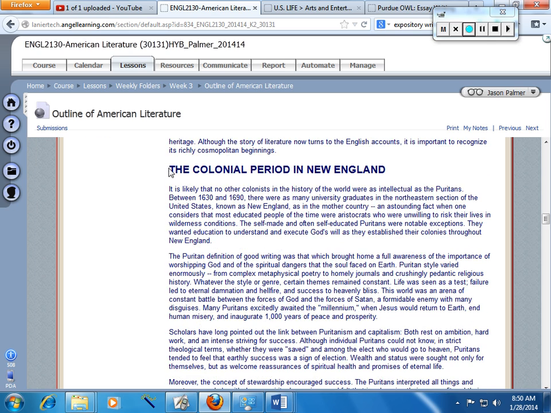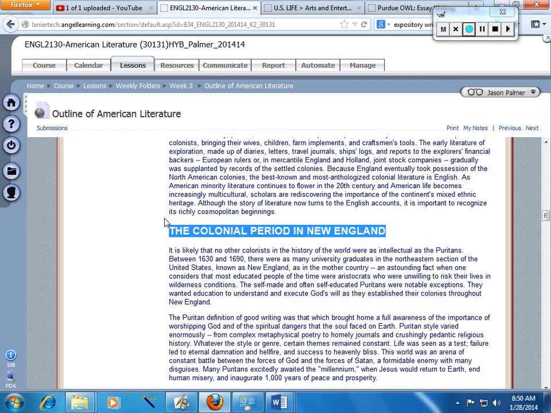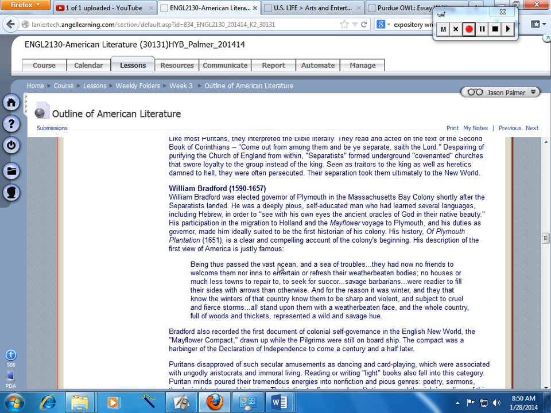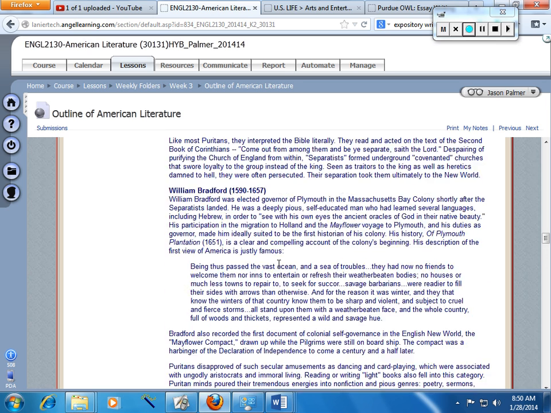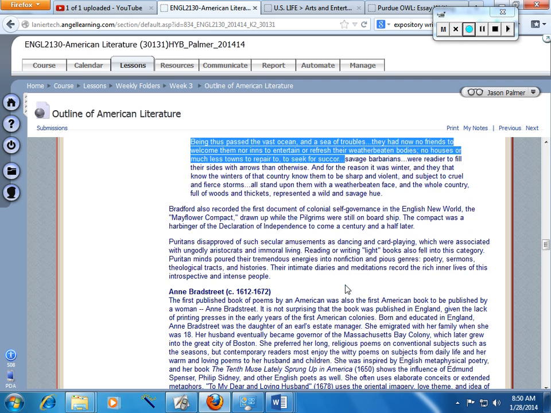The next section says the colonial period in New England, and that's where we start this week, the colonial/Puritan period. This gives us information about the Puritans, which is really important. It gives us some information about the colonies. Most of the work we're looking at is from Puritans or Pilgrims. There will be information on the quiz based on this background information on the Puritans. And then you have biographical information. This is in addition to the biographical information in your textbook on William Bradford.